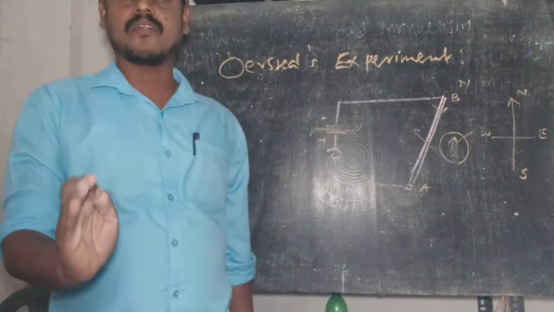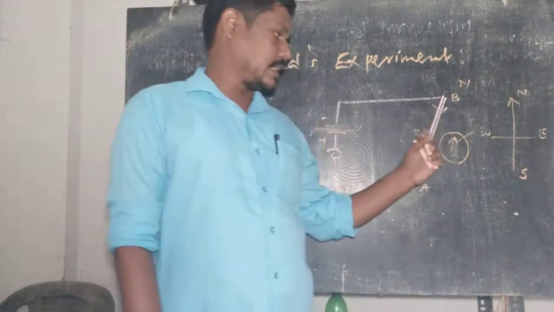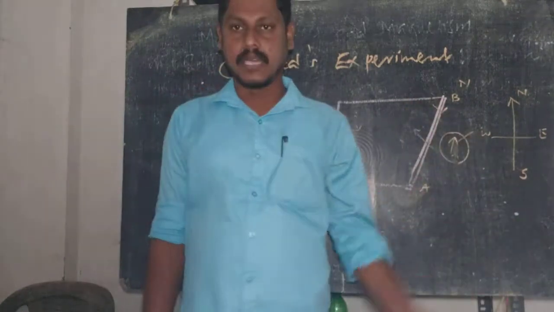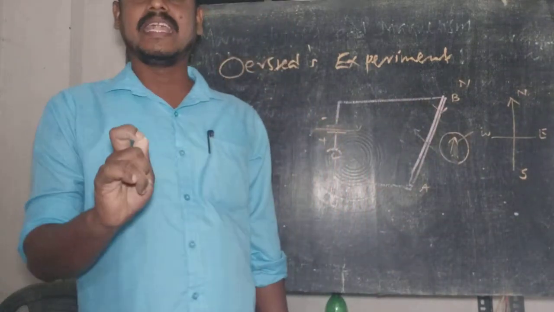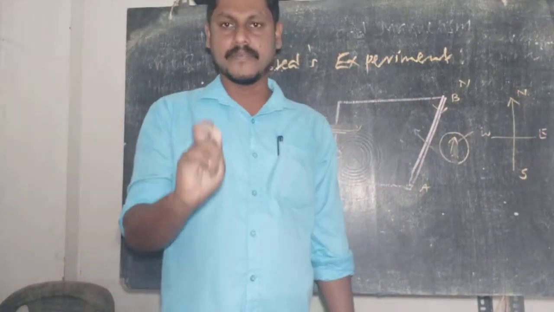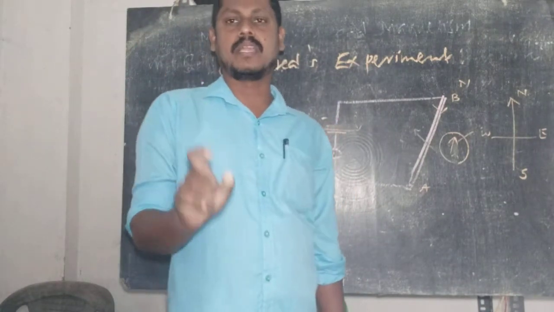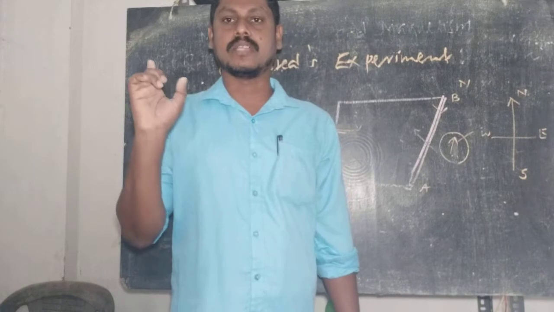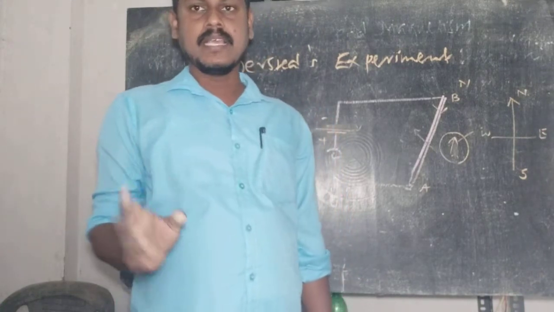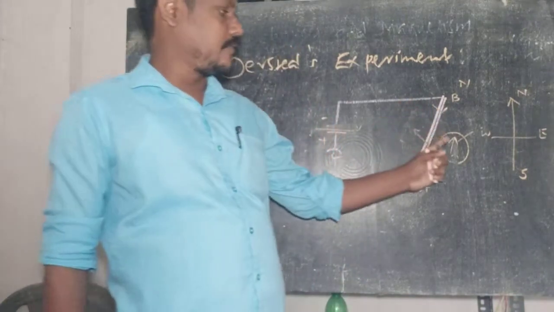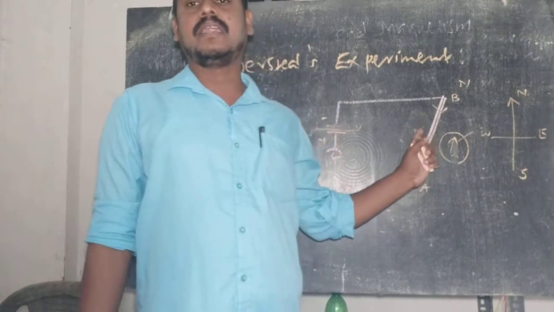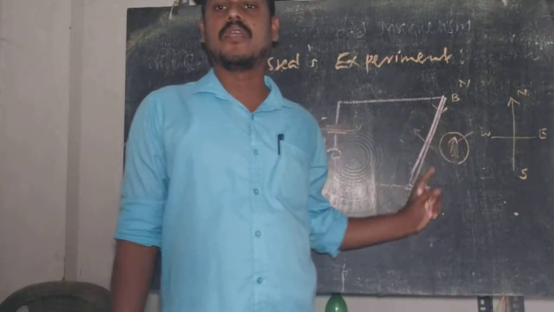So whenever a flow of current is there in a wire, a magnetic field is generated around it. This is called the magnetic effect of electricity. Whenever there is a flow of current through a wire, a magnetic property or magnetic field is generated around that wire, right? The direction of the magnetic field generated is dependent on the direction of current flowing through this wire.